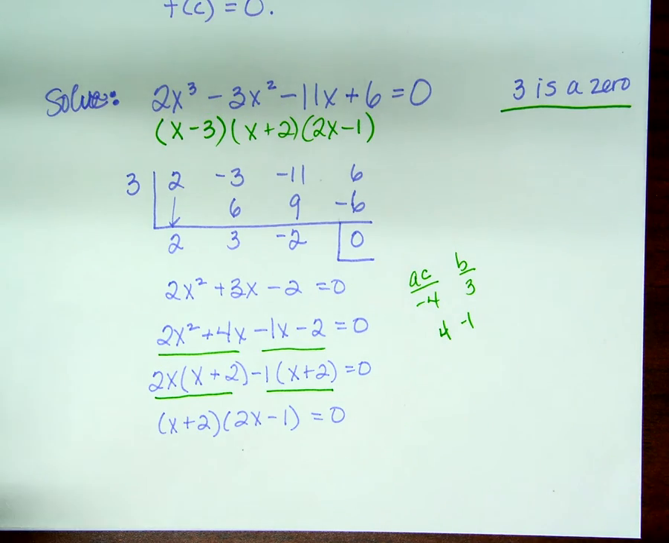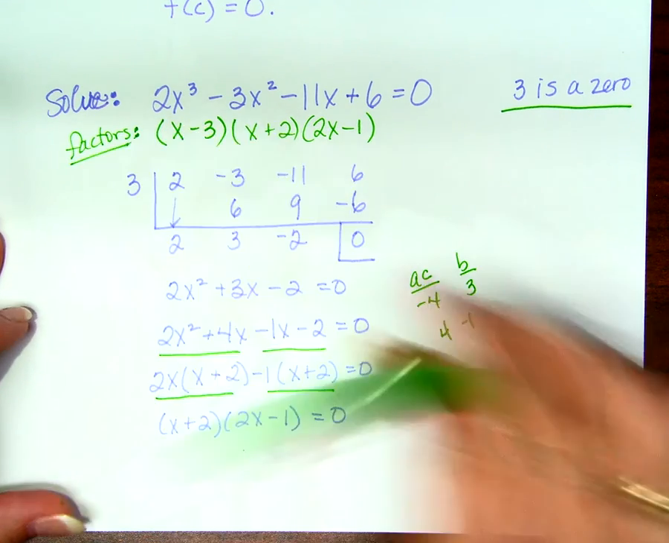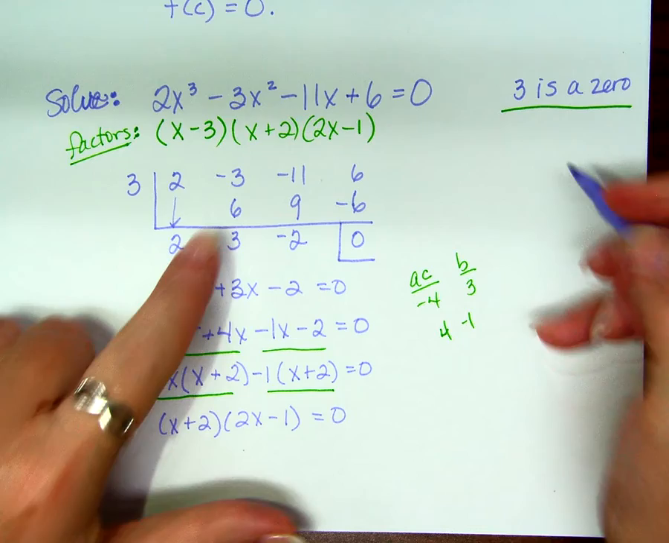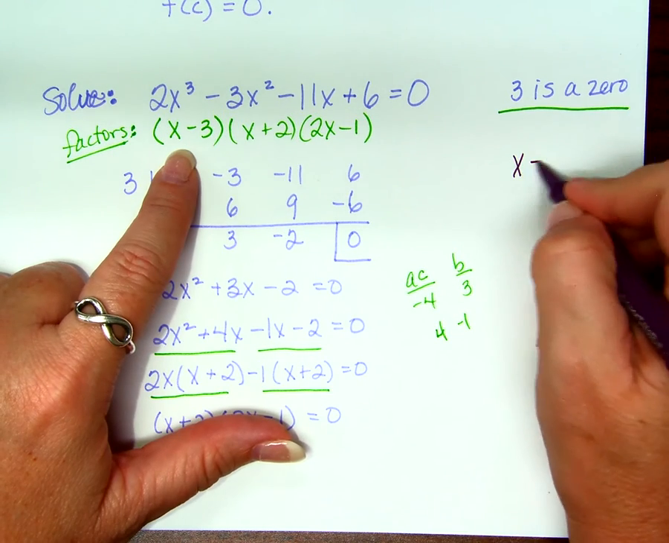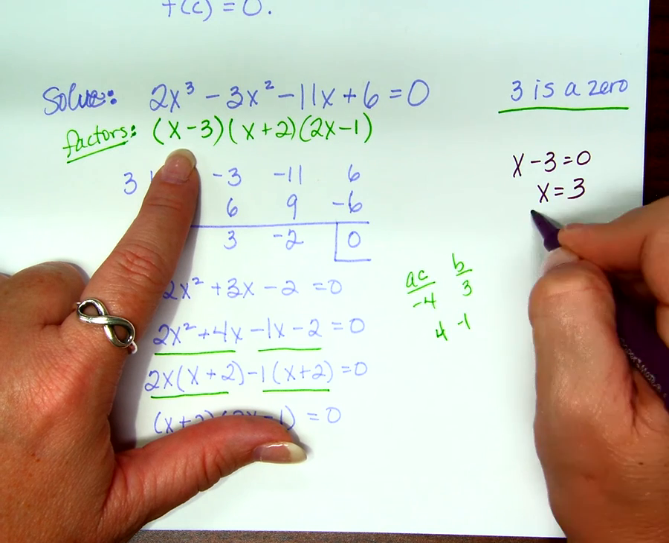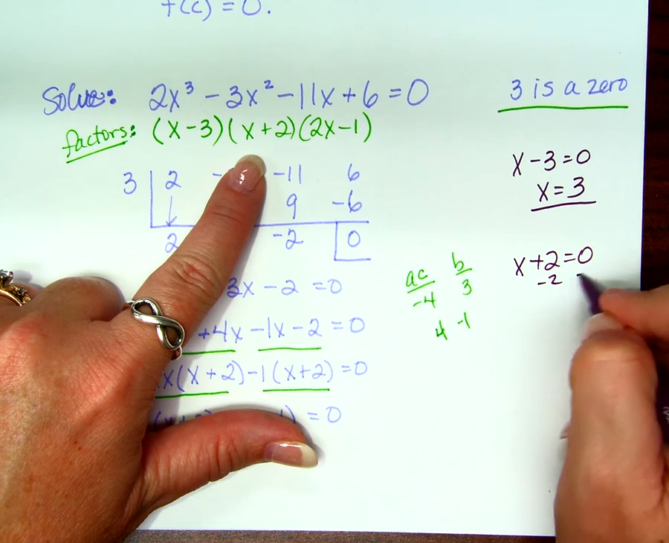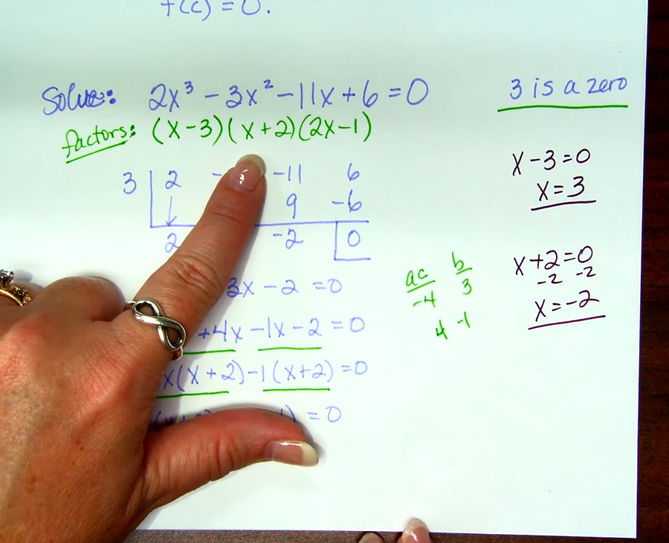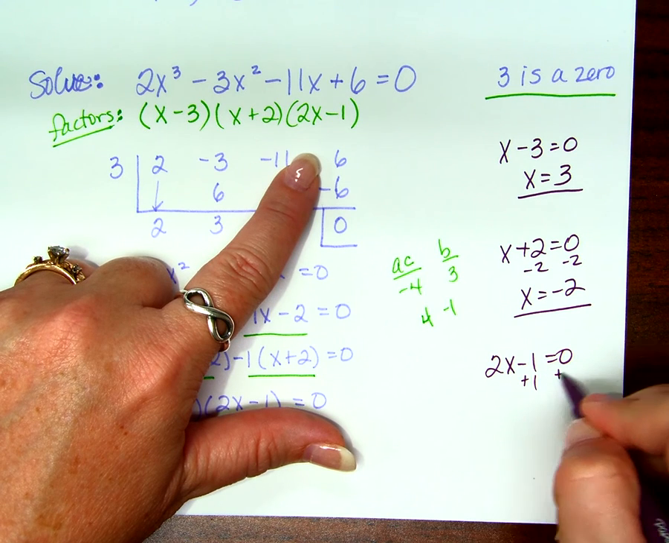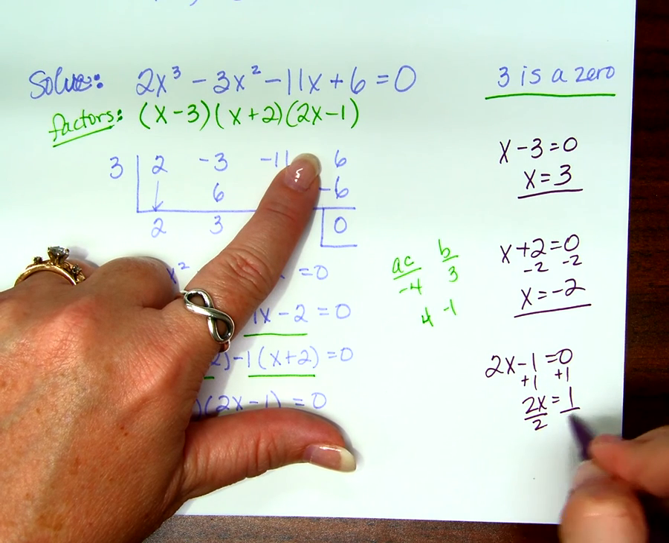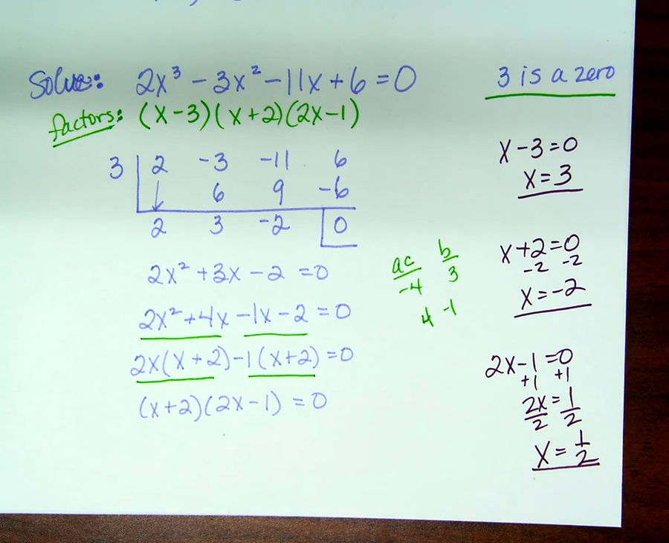Okay? If these are my factors, can't I just easily find my zeros? Yeah, I just set each one of these factors equal to 0, don't I? And I already know this one because it told me from the very beginning that 3 was a 0, right? But now I just say x plus 2 equals 0. So x equals negative 2. That's a 0, excuse me. And then 2x minus 1, dividing by 2 gives me x equals 1/2. And those are my three solutions.